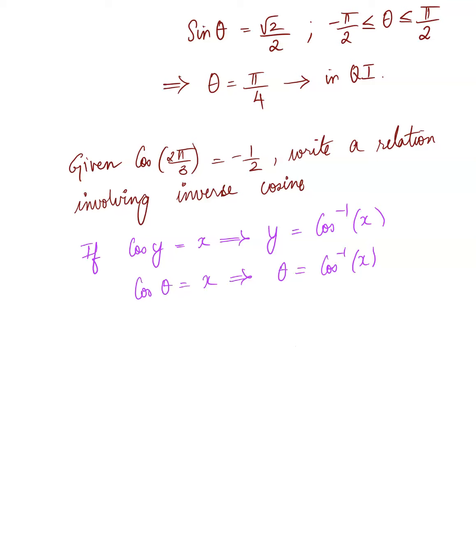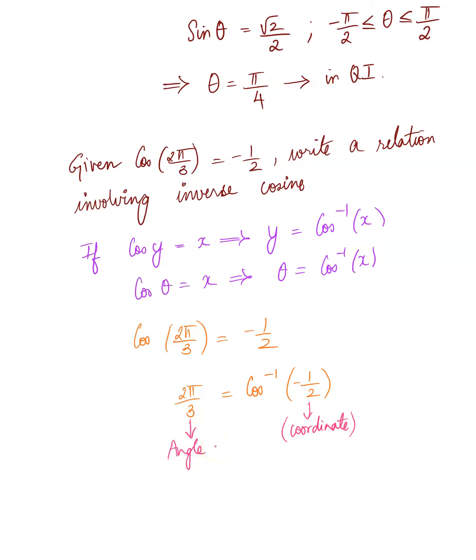So now let's take the problem that's given to us. Cosine 2 pi over 3 equals negative half. That means you keep the angle 2 pi over 3, move the cosine to the other side, so you get cosine inverse of negative half. Now come back and check. Yes, your cosine inverse will have the argument, which is always a coordinate. The coordinate you can locate in the unit circle, in this case it will be the x coordinate because it's cosine. And the answer to cosine inverse of the coordinate would always be an angle. And so they all verify.